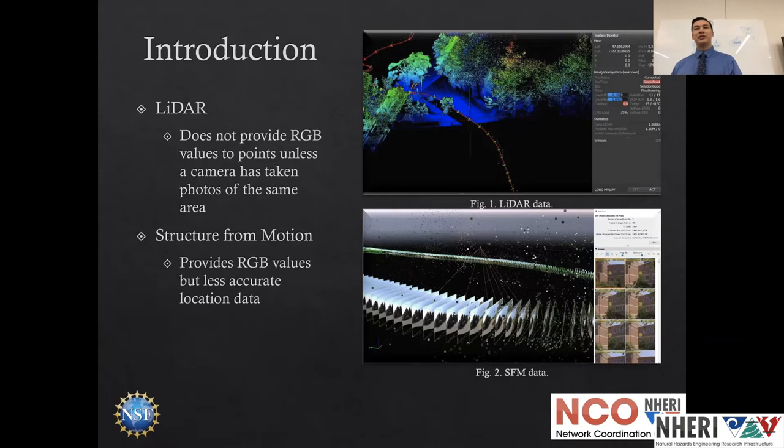Structure from motion does a similar thing, but it uses conventional imagery. You take a bunch of pictures with different origin points, and the programming will match the key points in those pictures to geolocate them so that you get a similar model. The advantage to this is that you don't need any other equipment. You can just use a conventional camera and it will colorize the values automatically.